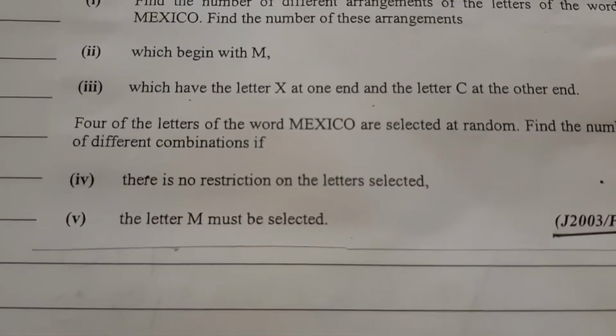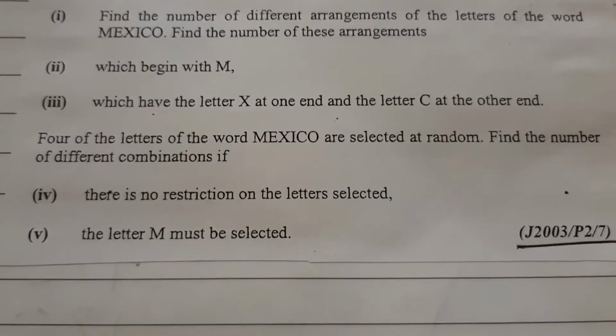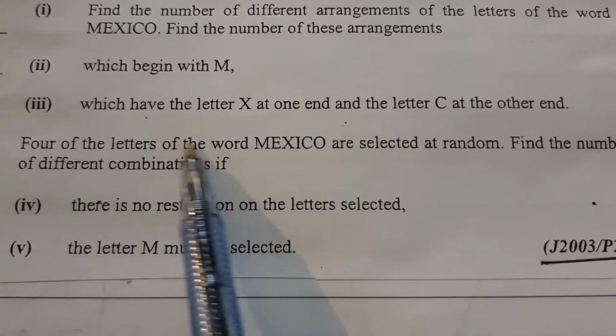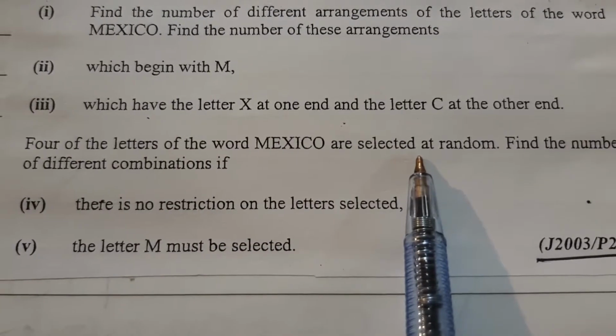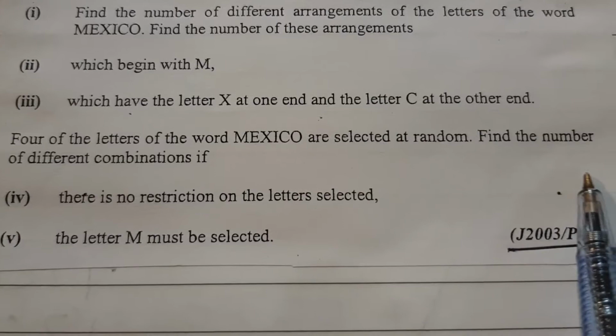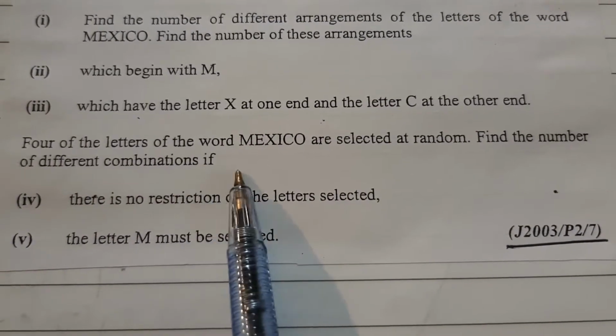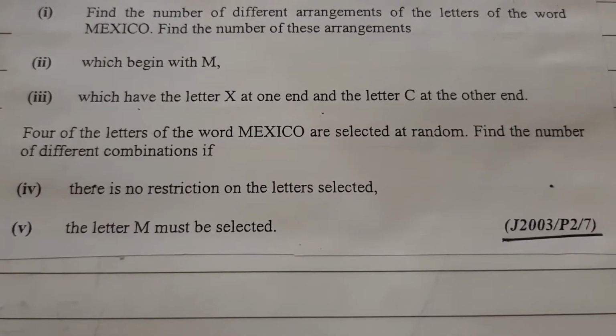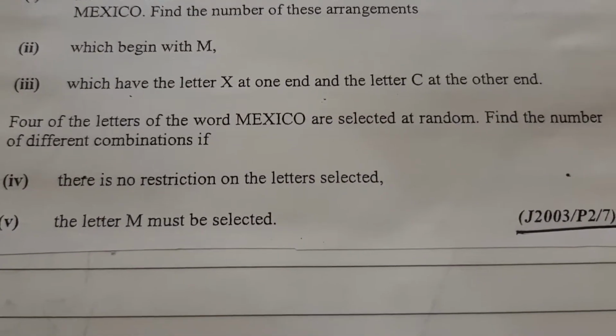Now what is the next question? Next part of the question. Now you are not using all the 6 letters, rather 4 of the letters of the word are selected at random. So you will select only 4 letters. Find the number of different combinations if there is no restriction in the selection. So I think this is a very easy question. What comes in your mind?